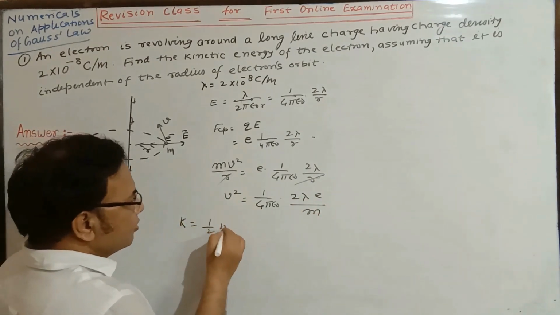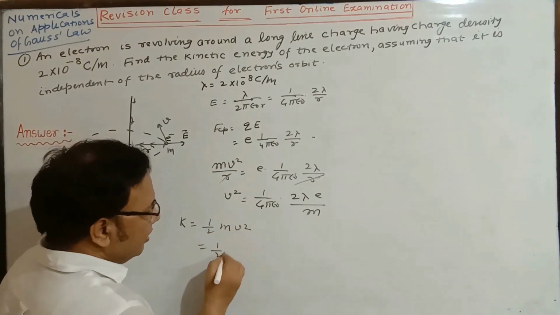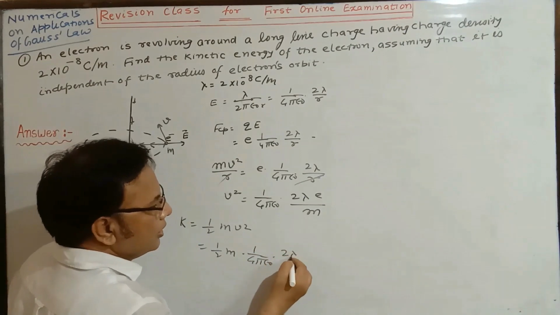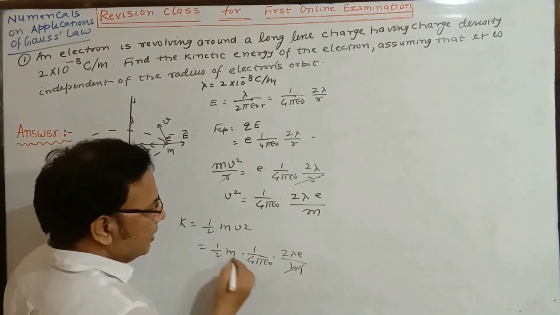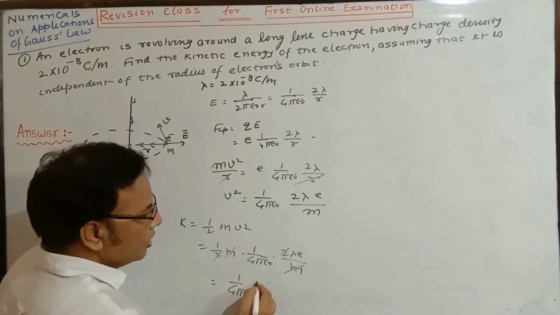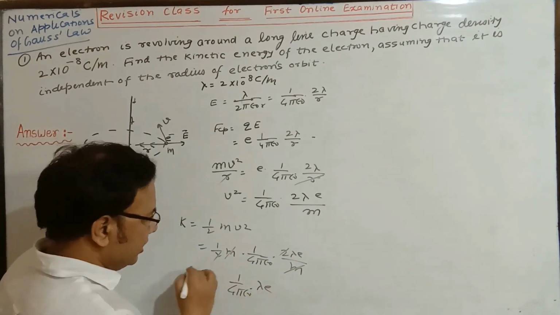Now the kinetic energy: half mv square. So this is half m, and v square is 1 by 4 pi epsilon naught into 2 lambda e divided by m. The m cancels out, this 2 cancels out. So this is 1 by 4 pi epsilon naught into lambda into e. That is the kinetic energy.